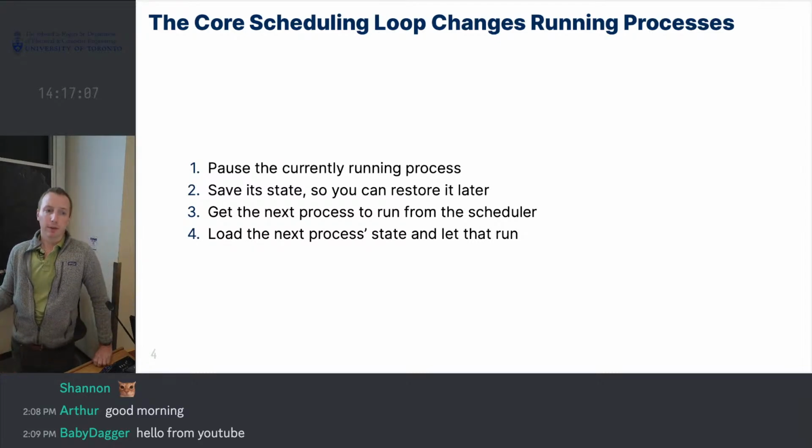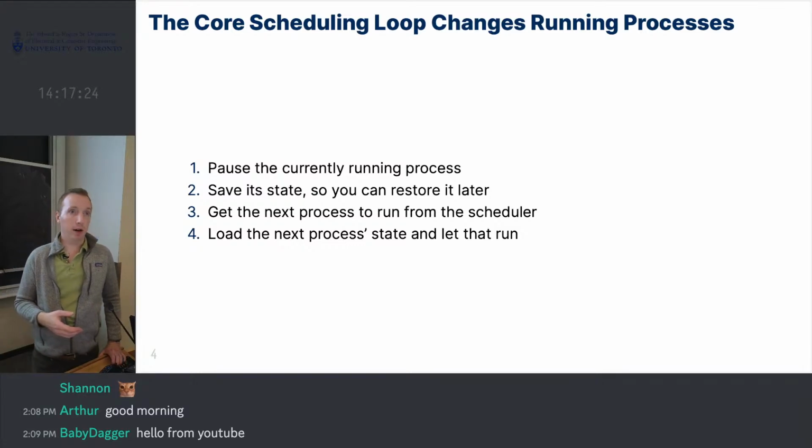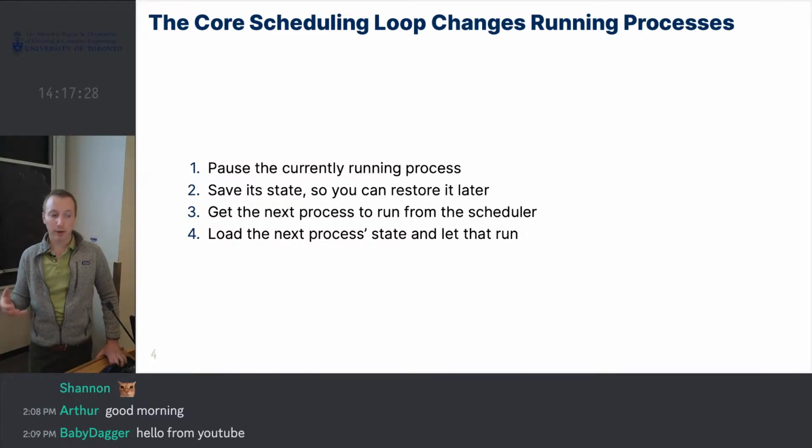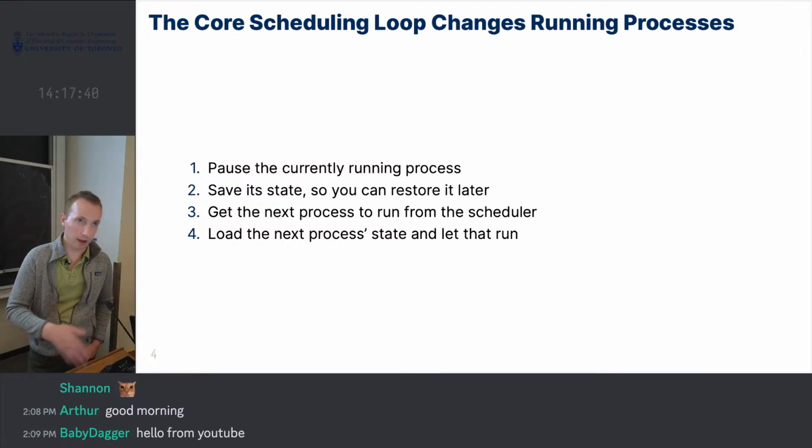So to go back, the core scheduling loop just changes whatever process is currently running on a specific CPU core. The steps it has to follow are: pause the currently running process, so stop it from executing. Save its state so you can restore it later, which would be all of its registers, for example. Then it would ask the scheduler, what is the next process I need to run? And then it would load that process's state, load all those saved registers, set the current CPU registers to equal those, and then just tell it to run.